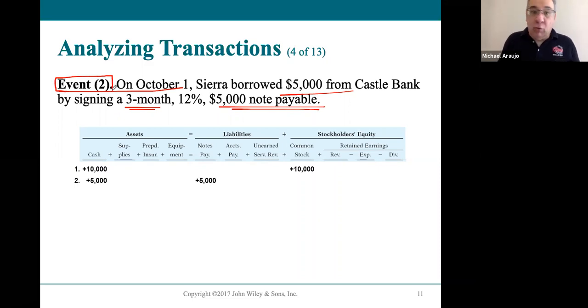When you get a loan, and I don't know how many of you have been approved for a loan, you get the cash up front. So here we have cash that's affected. How is it affected? We have $5,000 more of cash. But now we have a loan to pay back, so notes payable is affected. How is it affected? We have $5,000 more of notes to pay back. So more cash happened, more notes payable happened with this event.